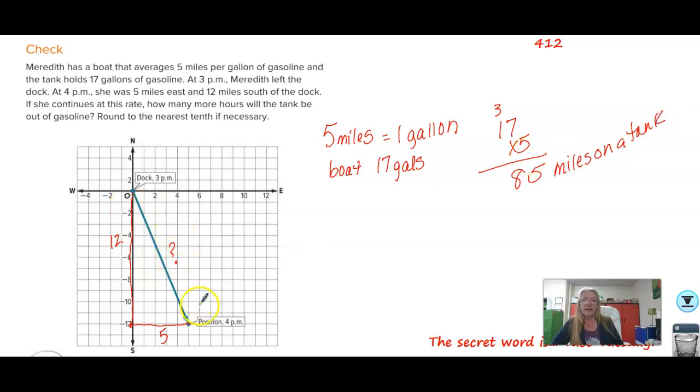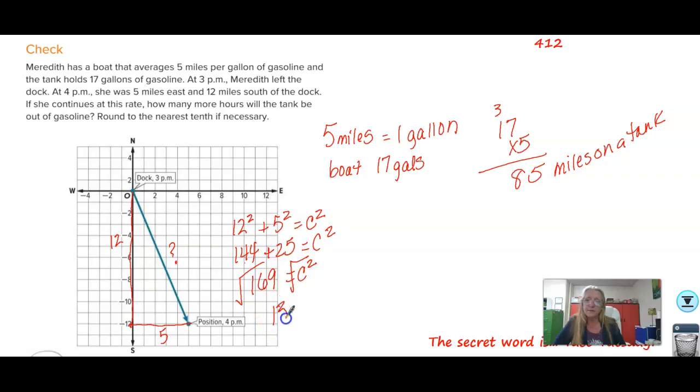How far did she travel in an hour? We need our Pythagorean theorem for this one. 12 squared plus 5 squared equals c squared. 144. Okay, so our legs are 12 and 5, and let's see, we've got 144. 5 times 5 is 25. And that equals c squared. 144 plus 25 is 169. Equals c squared. And I happen to know the square root of 169 is 13. So that tells us Meredith has traveled 13 miles in 1 hour.